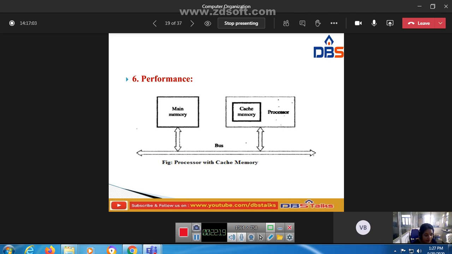The program will be executed faster if the movement of instructions and data between main memory and the processor is minimized, which is achieved using the cache. So we have an example. Suppose a number of instructions are executed repeatedly over a short period of time, as happens in a program loop. If the instructions are available in the cache, they can be fetched quickly during the period of repeated use. The same applies to the data that are used repeatedly. So this is the performance.